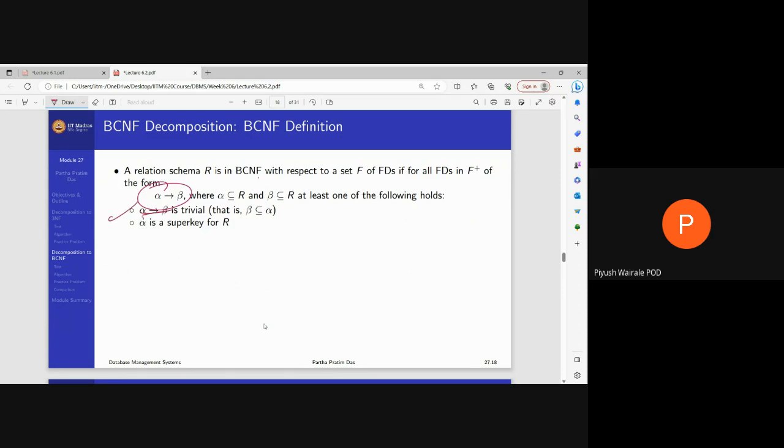And here alpha is a super key of R. So that's what I said. If X determines A, X is the left hand side of a super key, right? So the left hand side of any functional dependency is a super key. Then we can say that is allowed in BCNF condition. So in BCNF only one condition is there: the left hand side must be a key, right? That's it. So it is easy to remember this BCNF condition.